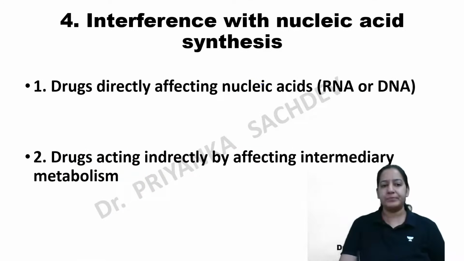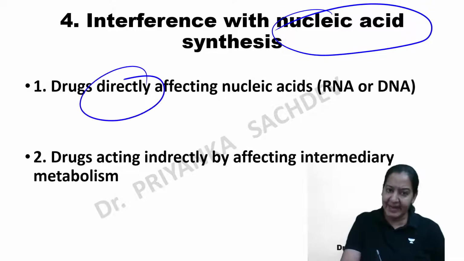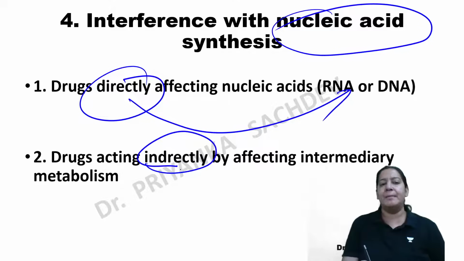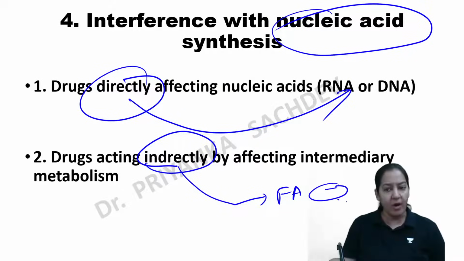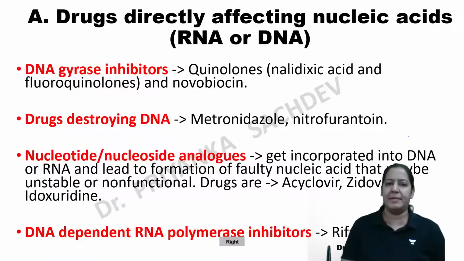So the last category, tell me the name of the antibiotics which inhibit nucleic acid synthesis, right? Some inhibit directly, that is, they directly inhibit DNA and RNA synthesis. Some act indirectly. By indirectly, I mean they inhibit folic acid synthesis, and folic acid is required for DNA and RNA. So some are direct inhibitors, some are indirect inhibitors.